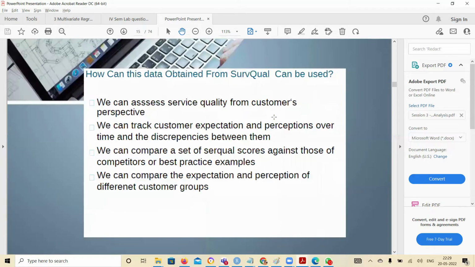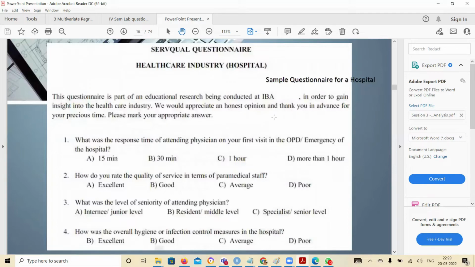This is what we measure with questionnaires. You create a questionnaire, get the feedback, and then you evaluate. So we assess the service quality from the customer's perspective, and we can track customer expectation and perception about your product. When you create that score, it tells you what the gap is, right? You want it to be at 8, but you are at 6. So you have to improve by 2 points.